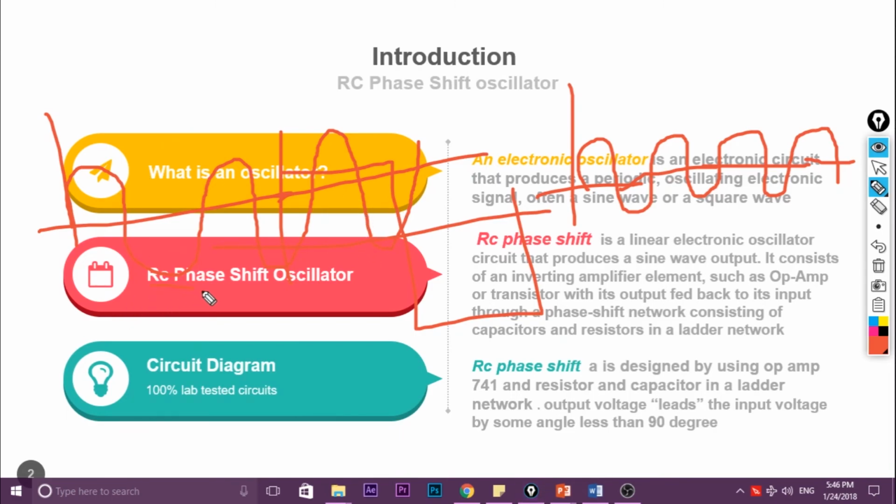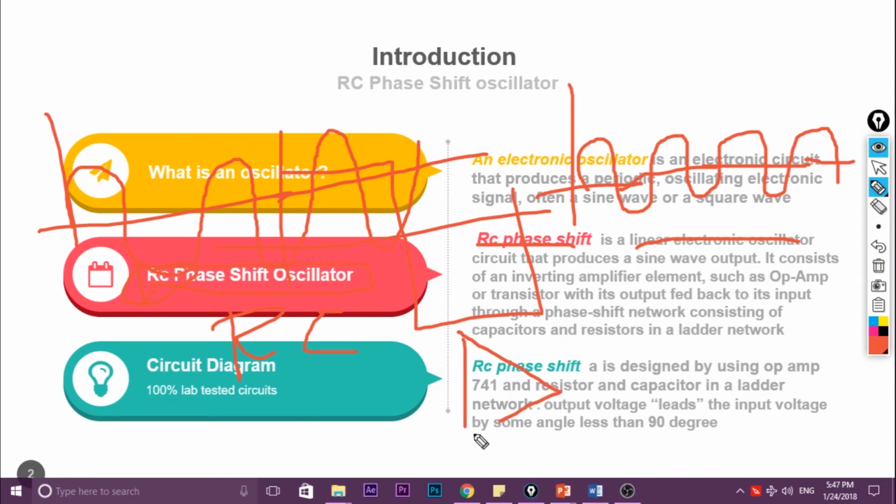Next, we will discuss what an RC phase shift oscillator is. We are concentrating more on RC. What is this RC? RC represents R for resistor and C for capacitor. This oscillator is designed using only R and C components, and we are using an op amp also. So the RC phase shift oscillator is a linear electronic oscillator circuit that produces a sine wave output.